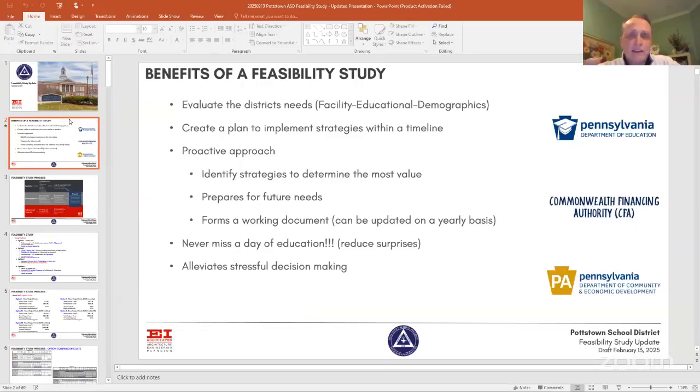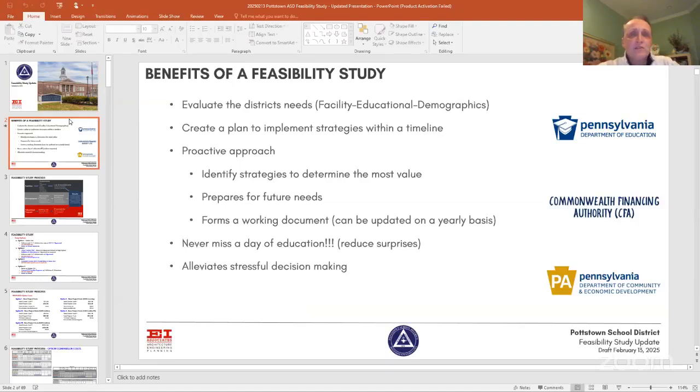Feasibility study, again, is really about a proactive approach, identifying strategies that determine the most value for the district. The most successful districts don't just take our deficiencies and jump on them one by one, because you don't get a lot of value out of that. You get things done, but there's not a lot of value. So we try to look at the bigger picture, package those together, meeting the educational needs. If there are any capacity or demographic needs, we also bundle those in together and move things forward.